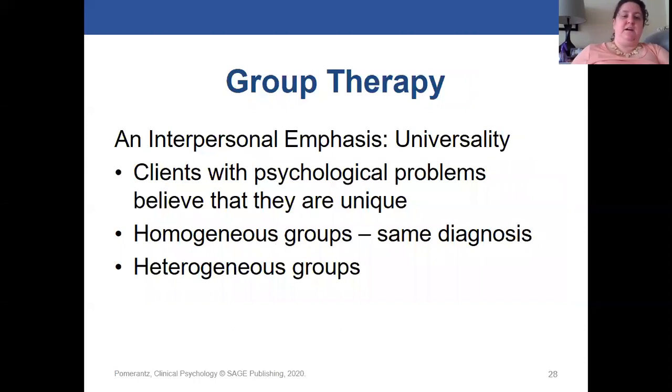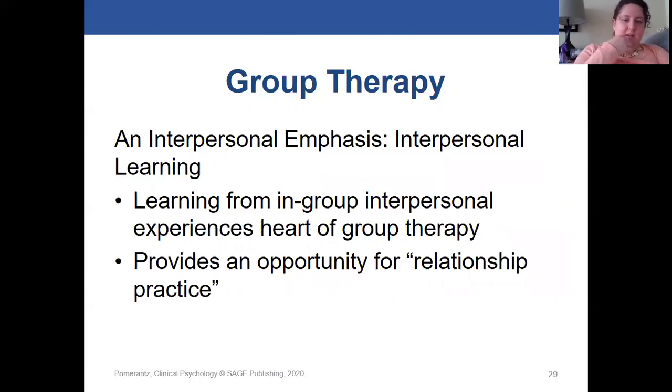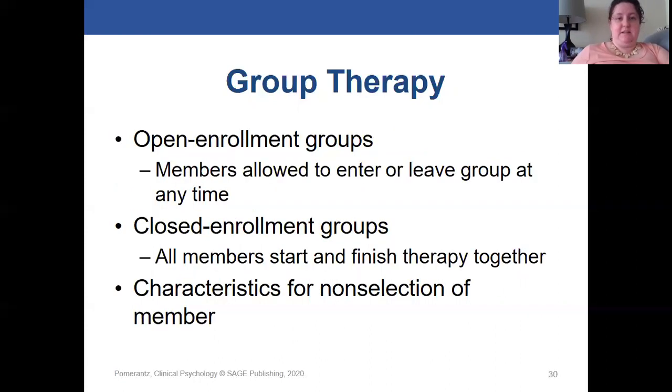Universality is a big one. The idea is that everyone who has a psychological problem thinks they're the only one who has it. And then being in a group helps them realize, oh, there are other people, and they immediately feel that affinity and that support. You can have homogenous groups where everyone has the same diagnosis. I've done this for people with binge eating disorder or PTSD. You can also have groups where people have different diagnoses, but they realize that they have similar reasons for these different problems. So they learn from in-group interpersonal experiences, and that provides an opportunity for relationship practice.